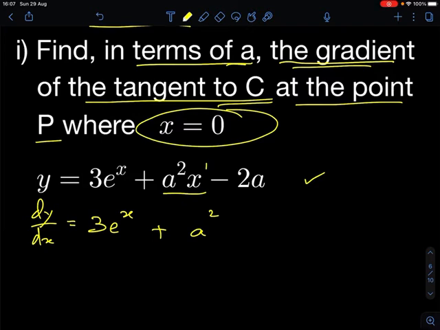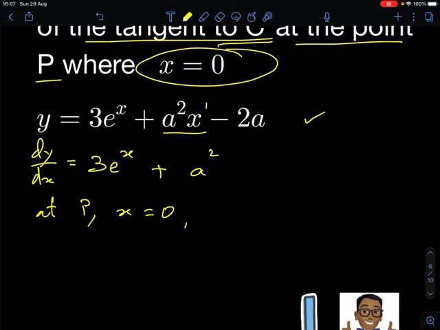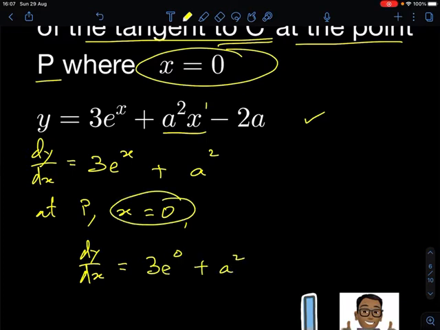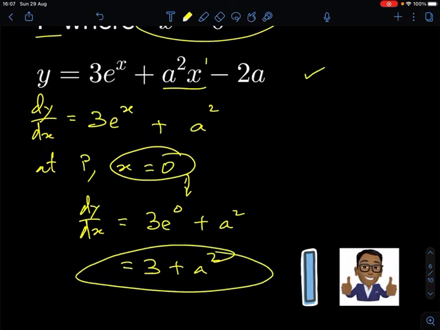And at point P, when x equals 0, the gradient of the tangent at P will be found by substituting. So your dy/dx at P will be 3e to the power of 0 plus a squared, because x equals 0, you just substitute in. That will give you 3 plus a squared. This is the gradient of the tangent at P when x equals 0.